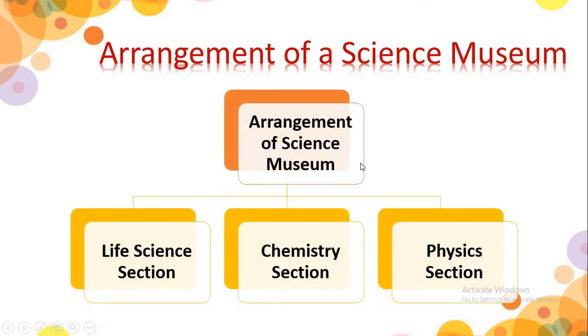Arrangement of Science Museum. Normally, a science museum is arranged in three basic sections. The first and foremost section is the life section. Here, botany and zoology materials are assembled. The second one is the chemistry section and the third one is the physics section.